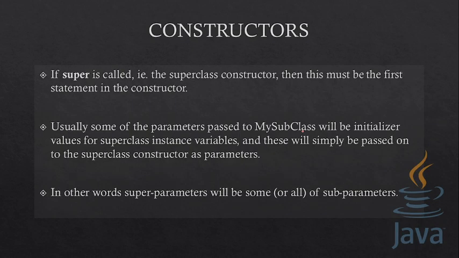If super is called, referring to the superclass constructor, then this must be the first statement in the constructor. It is usually placed at the top because it comes first. Some of the parameters passed to the subclass will be the initializer values for the superclass instance variables, simply passed on to the superclass constructor as parameters. In other words, your super parameters will be some or all of the subclass parameters.